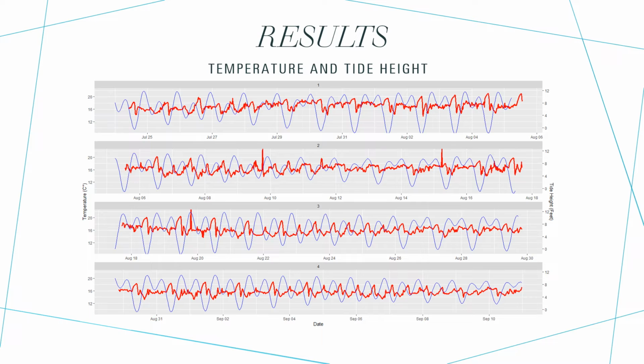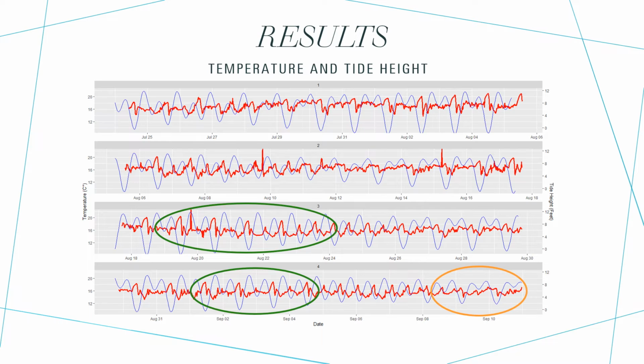Next up is a time series of temperatures and tide heights, indicated by the red and blue lines respectively. Worthy of note are these two regions circled in green. In these time frames, a pattern can be observed where temperatures increase as tide height decreases and vice versa. However, in the regions now circled in yellow, this pattern is less visible, if not absent completely.